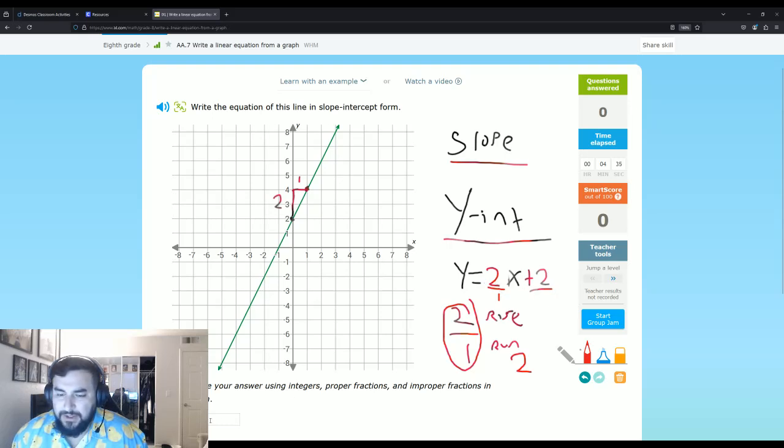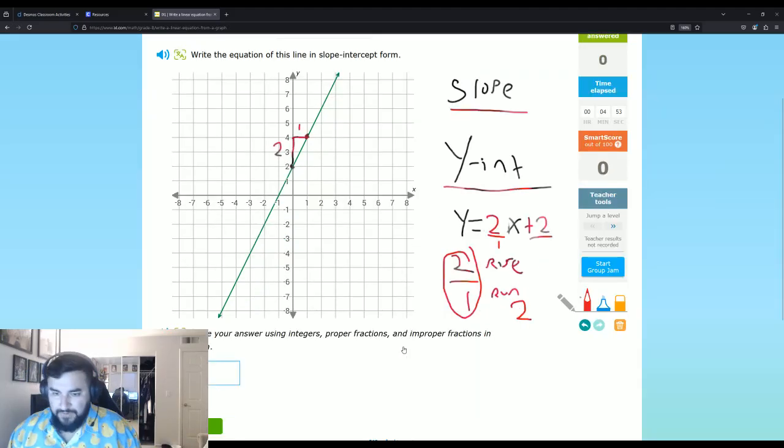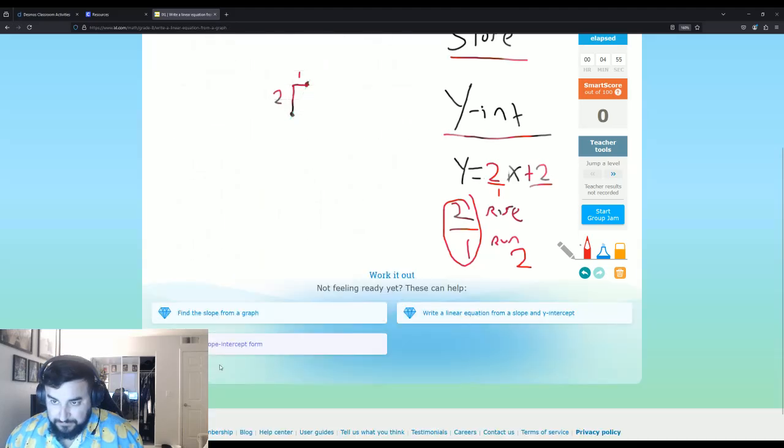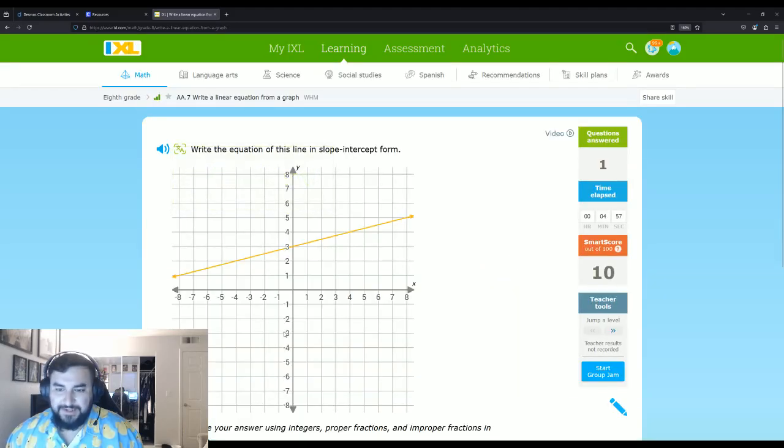Now we go down here, and we're going to write that down. We're going to put y equals, and then I'm going to use a little fraction button right here: 2 over 1x plus 2. And see, that's my right answer. Ready? It says I got it right. Nice.